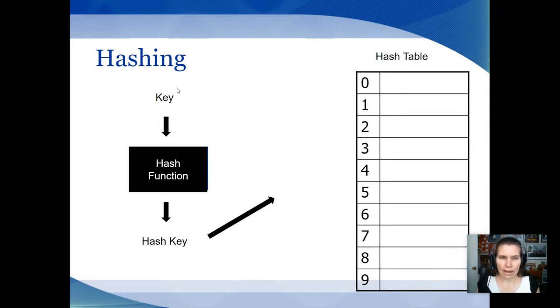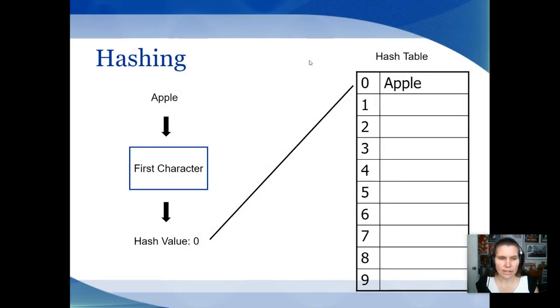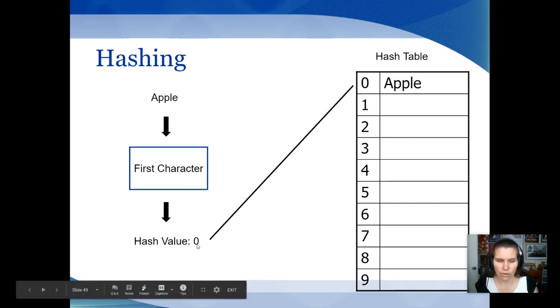So here we have key is going to represent the item we're going to put into our hash table. We're going to stick it into a hash function, which will give us a hash key and tell us where to put it in the list. So suppose we're doing words and we just choose the first character. So apple has an A, we're going to put it with the zeros, and we'll put all the B's here and all the C's here and D's, E's, F, G's, and so on and so forth.